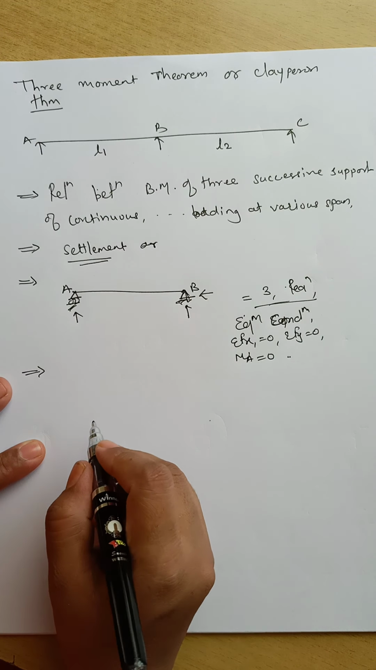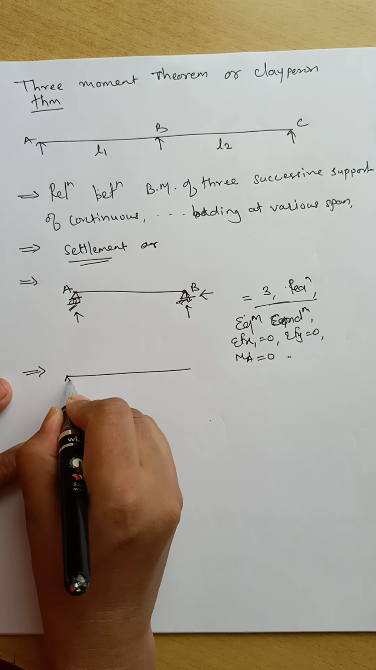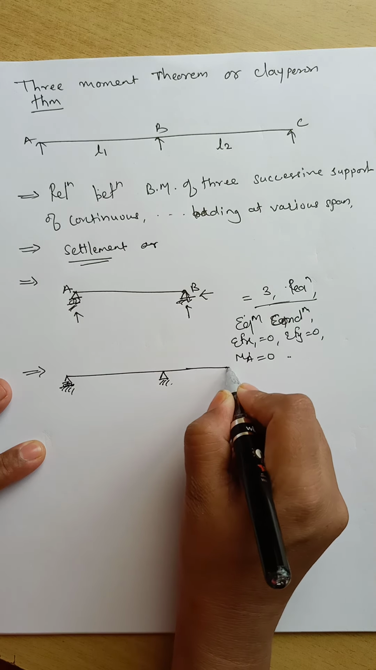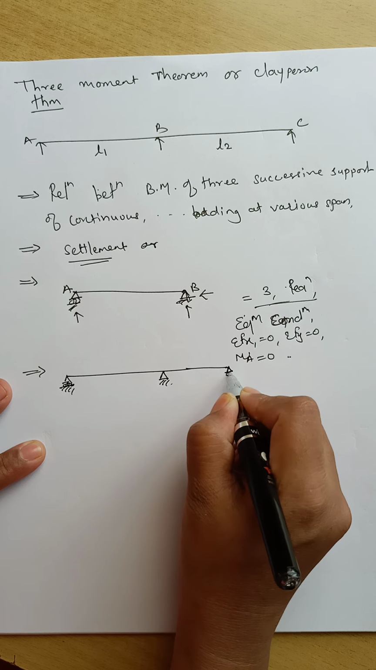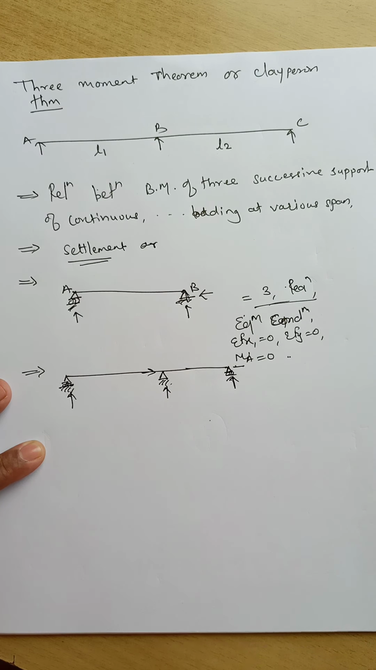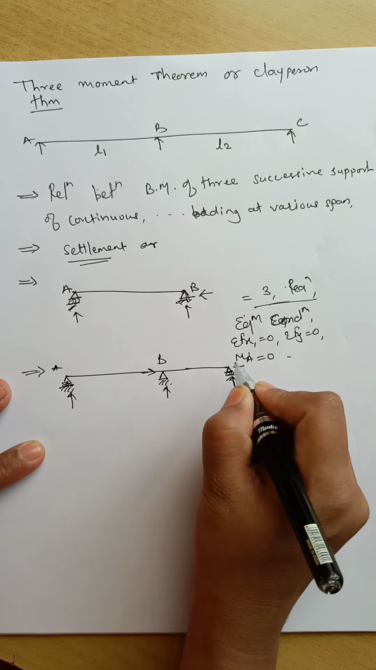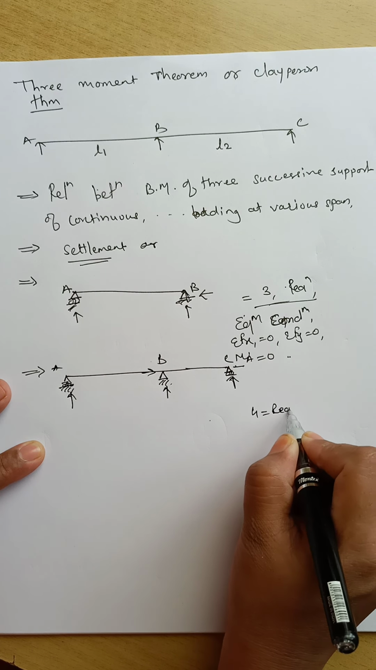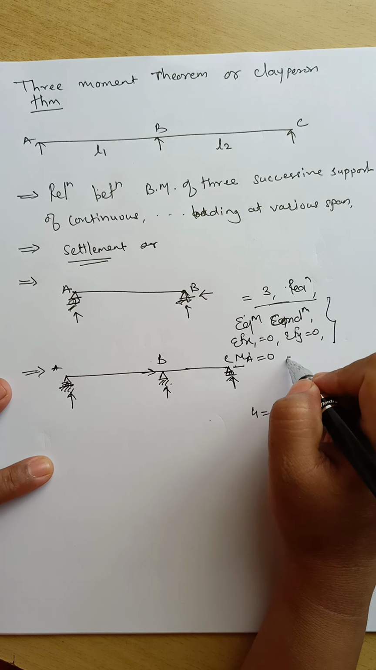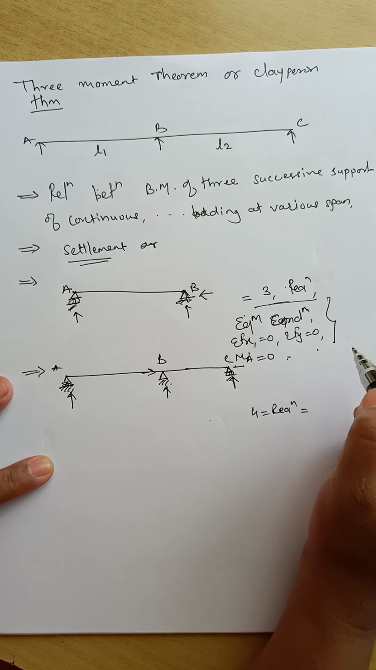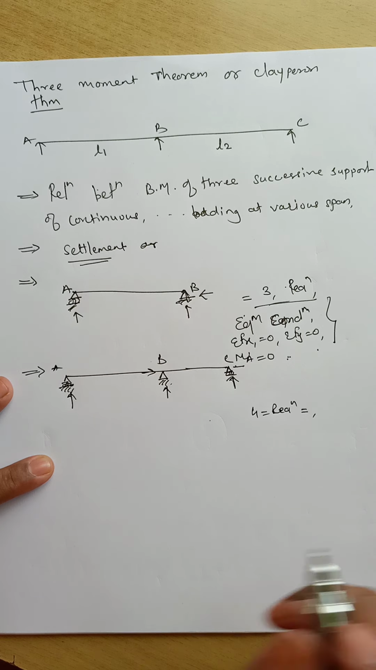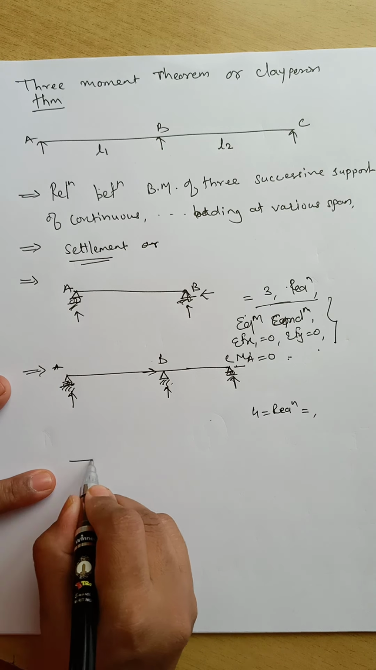For example, consider a beam with a roller support, a hinge support, and again a roller support. It has 1, 2, 3, 4 reactions; the total is 4 reactions. We can't solve these 4 reactions with the 3 equilibrium equations, because 3 equations solve 3 unknowns only. For this we use the compatibility equation. What does it say?